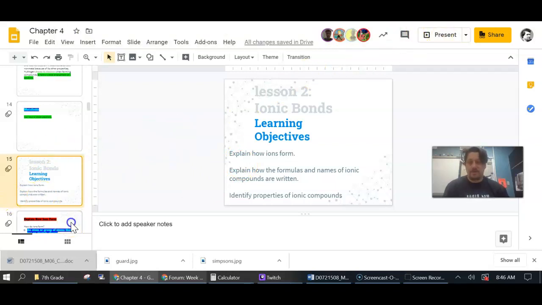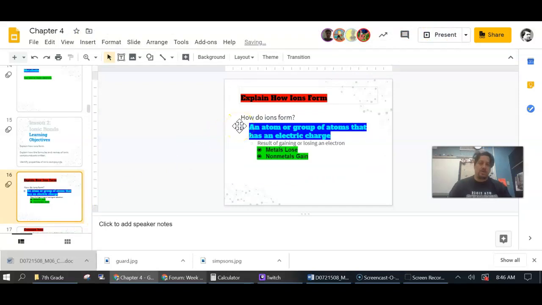Like another concept map that we haven't done again for a while. So we're going to explain how ions form. An ion is an atom, or group of atoms, that has an electric charge. We were showing earlier how sodium loses electrons and oxygen gains electrons. So that's how ions form. When you lose an electron or gain an electron, if you are a charged atom, negative or positive, you're considered an ion.